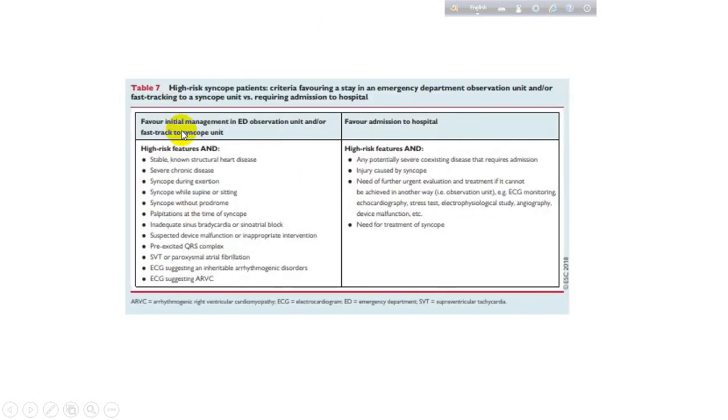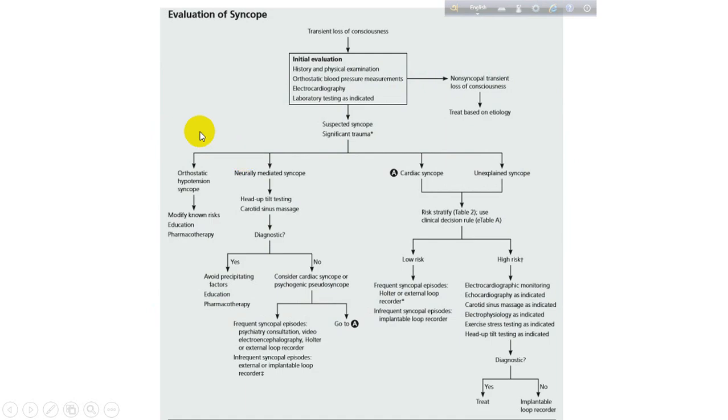Now, this is not too important, I already told you. In short, for evaluation of syncope, this is by the American College of Family Physicians, they suggested this one. Transient loss of consciousness, initial evaluation: history and physical examination, orthostatic blood pressure measurement, ECG, laboratory testing as indicated. If there is non-syncopal transient loss of consciousness, treat based on etiology. If it is suspected syncope, significant trauma.